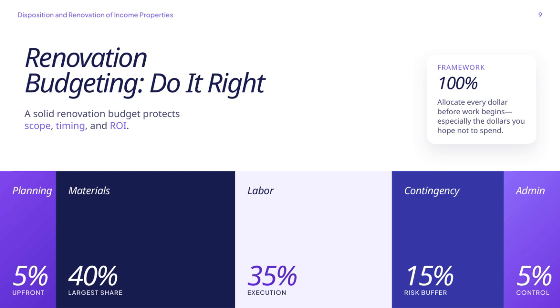The largest share, around 40%, goes to materials, which makes sense because quality materials are the foundation of a good renovation. Labor, essential for execution, usually consumes about 35% of the budget. Then, it's important to set aside around 15% as a contingency or risk buffer to cover unexpected costs that inevitably arise. Finally, administrative and control costs typically make up about 5%, covering project management and oversight.